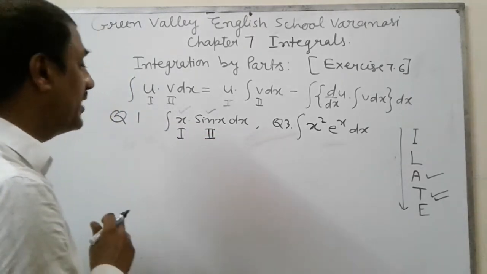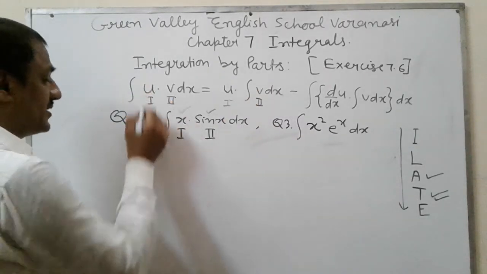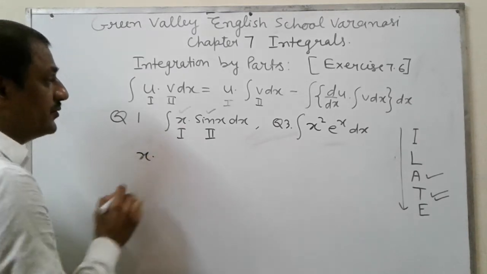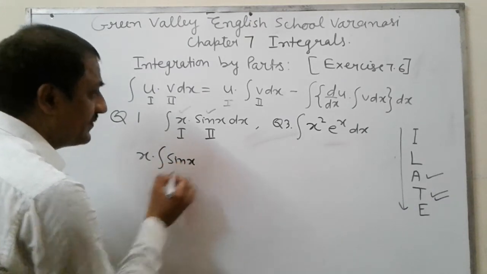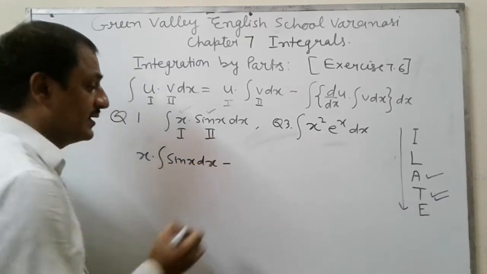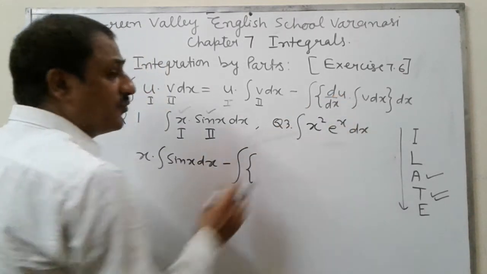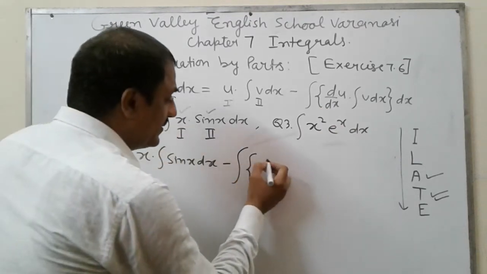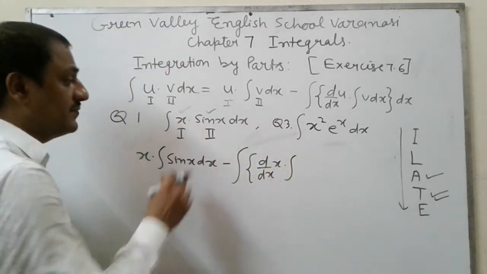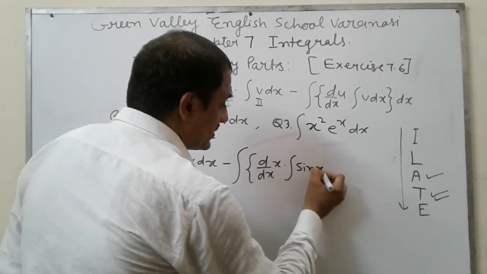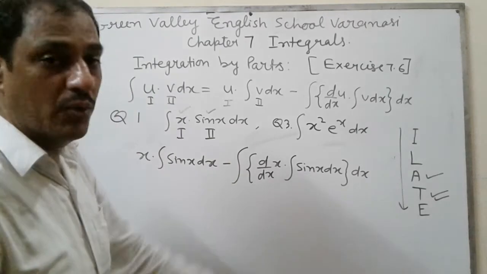Now by using this formula we can find the integration of this function. First function into integration of the second function, minus integration of the differentiation of the first function, here the first function is x, so the differentiation of x, into the integration of the second function sin x dx.